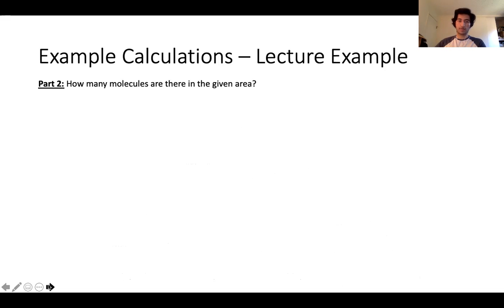In the next part, we want to ask how many atoms are actually interacting between this gecko and the surface. The value we got in the previous part, about 12 piconewtons per molecule, is on a per molecule basis. So now we want to figure out how many molecules are actually interacting.